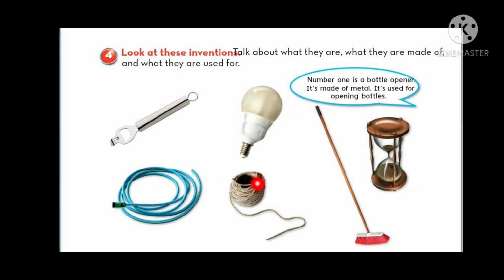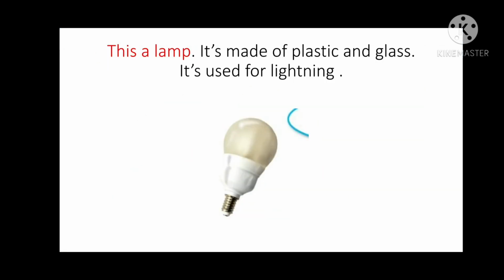Now we will talk about each item alone. We will start with the lamp. So this is a lamp. It is made of plastic and glass. It is used for lightning. إذا استخدمت الباسف it is used, it is made for lightning, and it is made of plastic and glass.